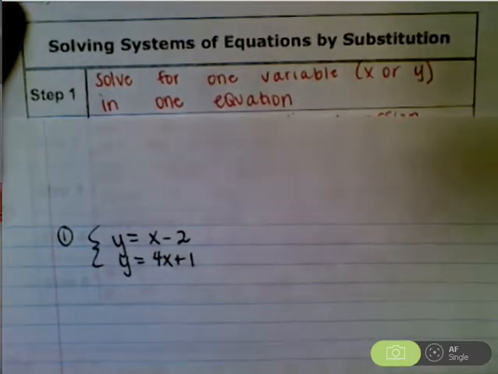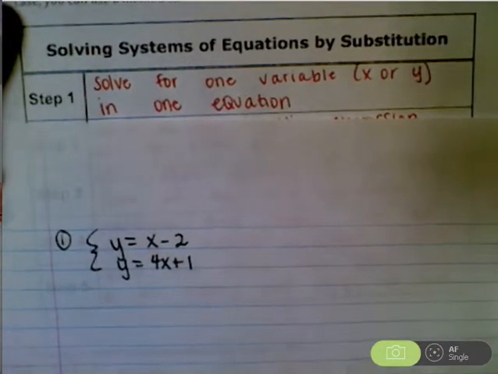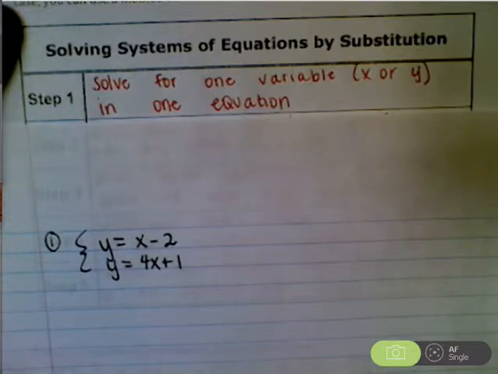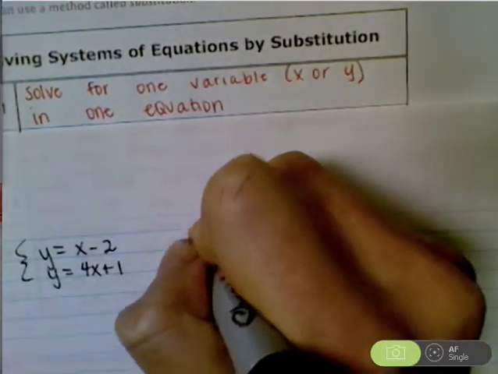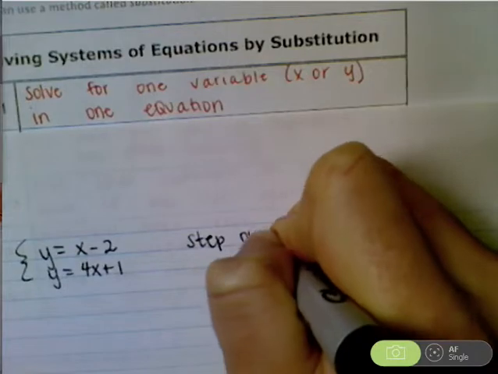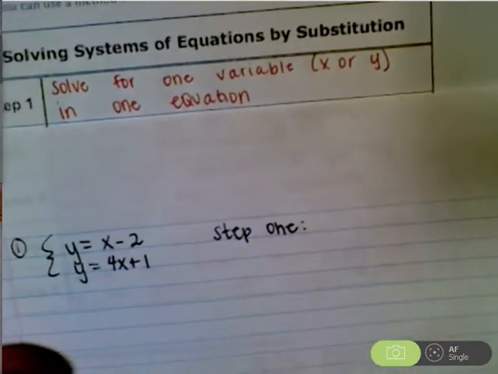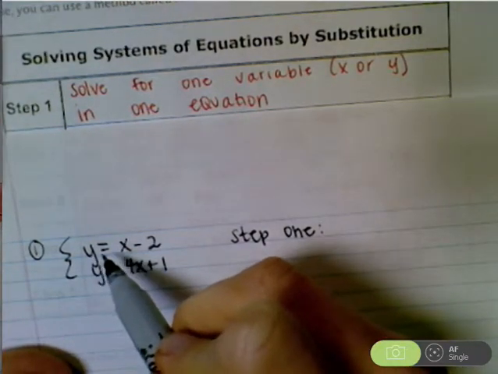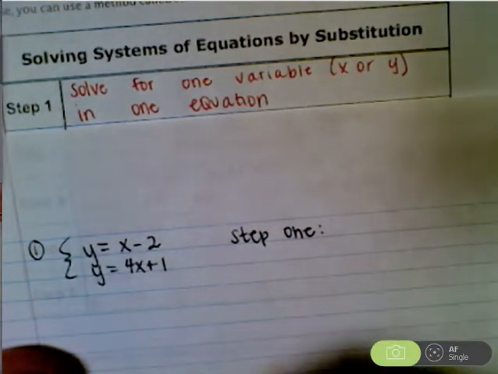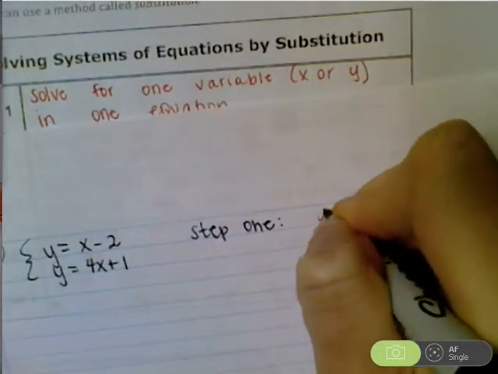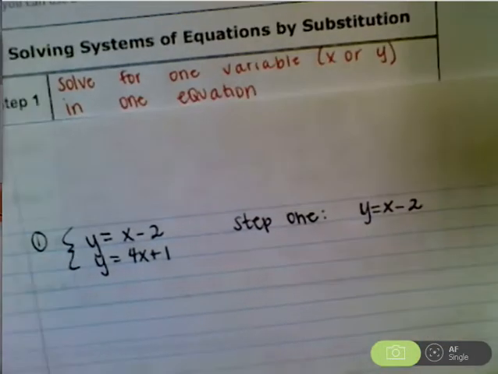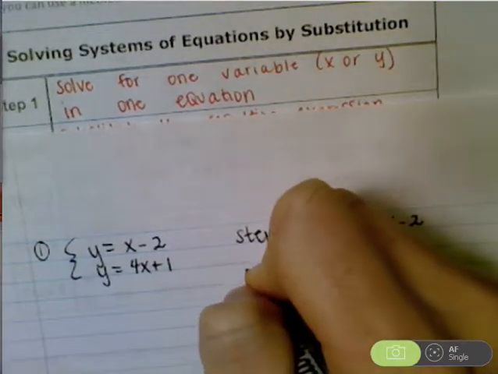So what does it mean when it says solve for one variable? X or Y. Right, but what does it mean when it says solve for x or y? Isolate it. That's exactly right. So this is one of those steps that sometimes is already done for you. Sometimes you don't actually have to do anything because one of the variables is already isolated. Like in this example, y is already by itself. So I don't actually have to do anything because in the equation y equals x minus 2, the y is already by itself. So I'm going to move on to step 2.